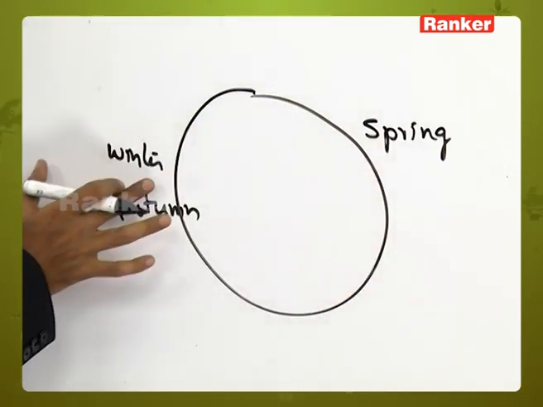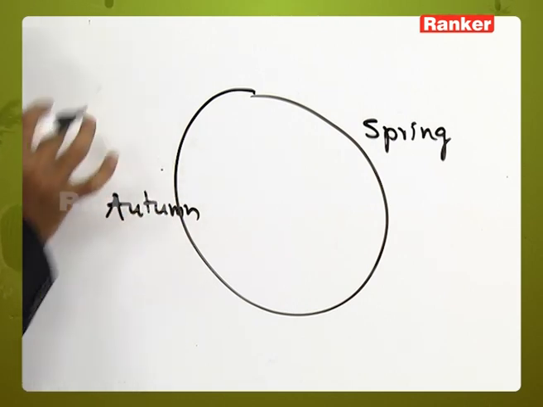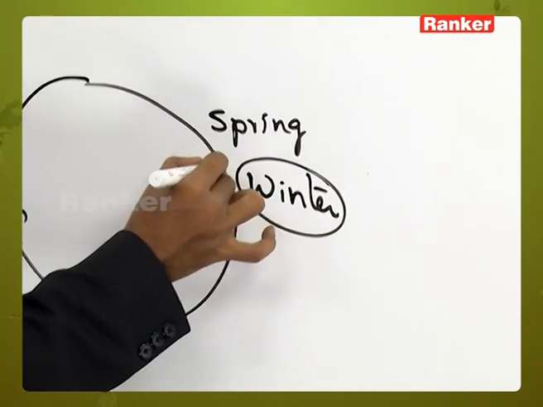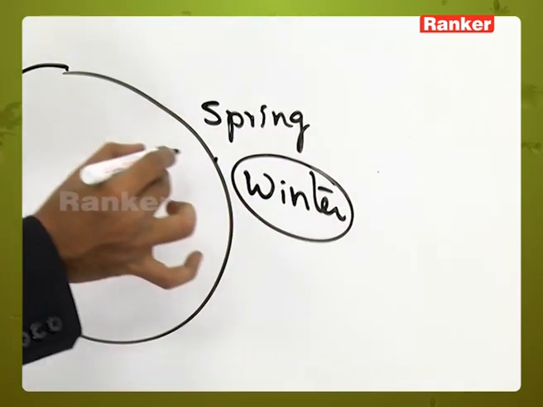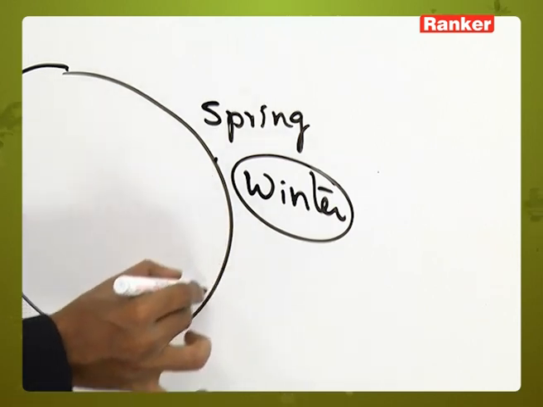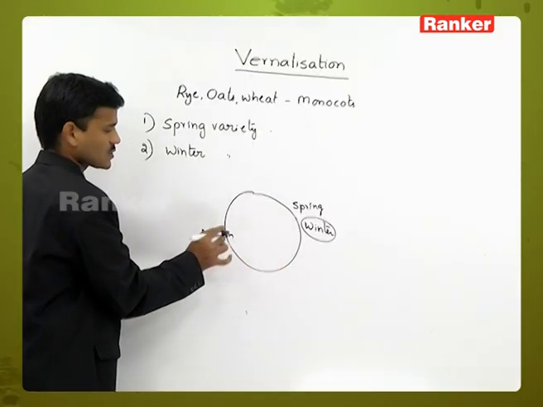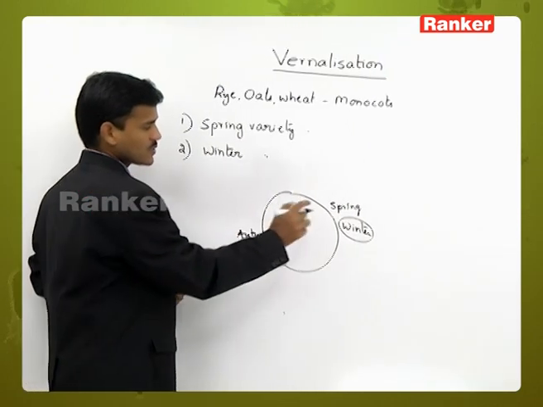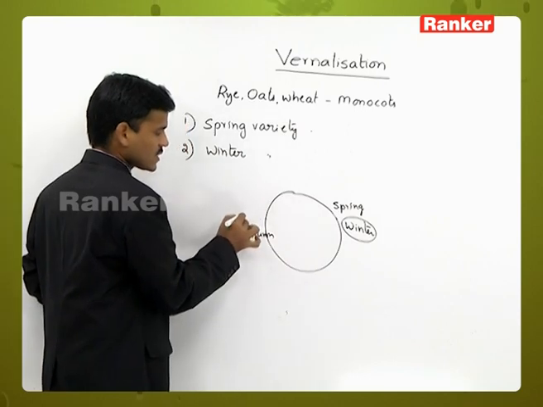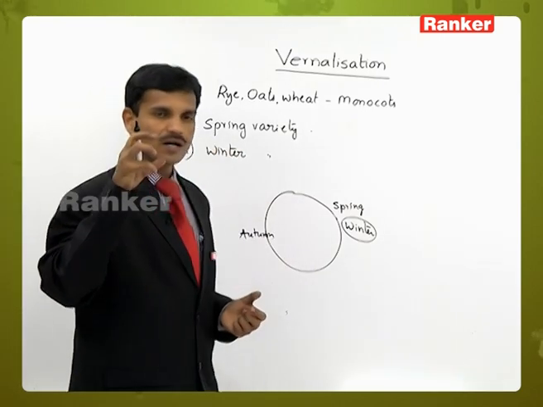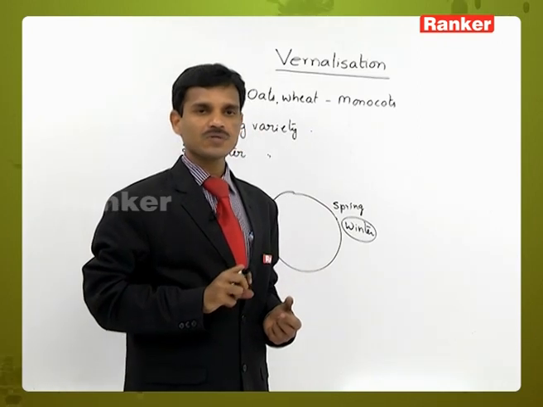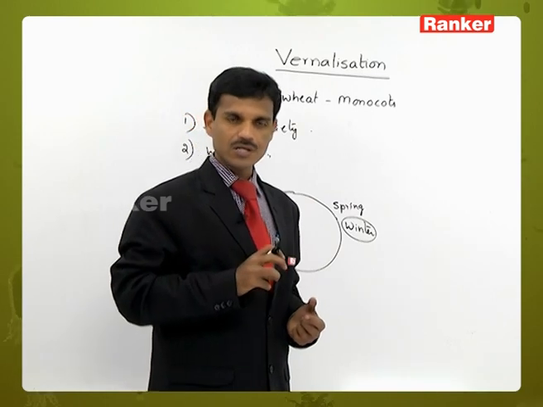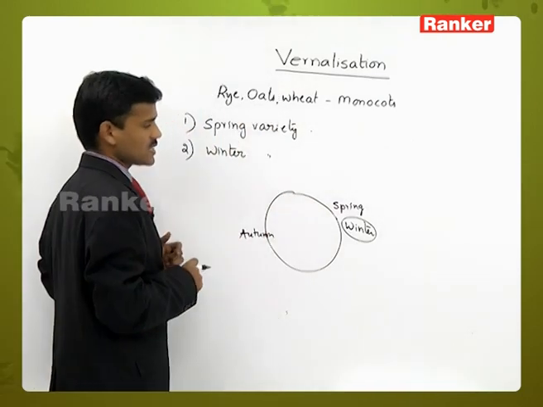But when winter variety seeds are sown in the spring season, they do not give flowers after a certain growth. So no flowering occurs, no fruit formation, no yielding. Here they are spending time in the winter season. So the winter varieties compulsorily require low temperature treatment. Some plants require low temperature treatment; when they spend time in the low temperature, then only the flowering is initiated.